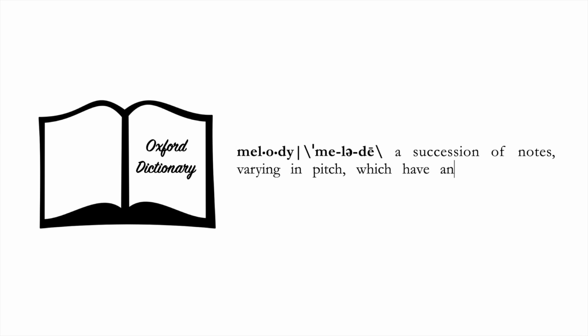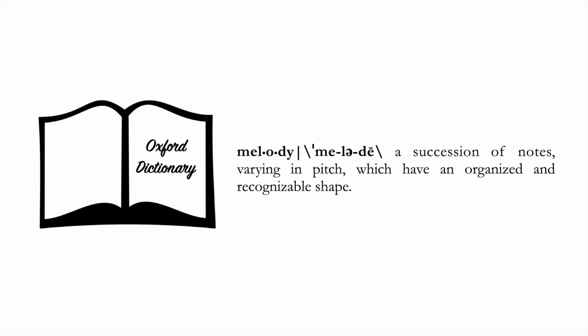What is a melody? According to the Oxford Dictionary, a melody is a succession of notes, varying in pitch, which have an organized and recognizable shape. If we add a bit of meat to this bony definition, it actually turns out to be a pretty good guide for writing a successful tune.